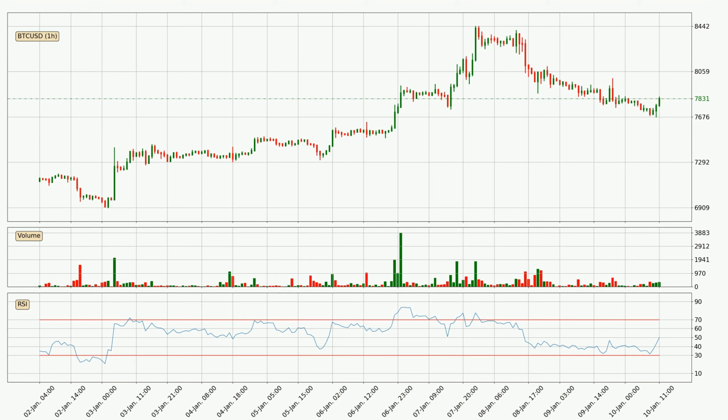When we now look at the current hourly relative strength index, the current hourly RSI is at 50, so it doesn't show signs of overbought or oversold conditions at this point.